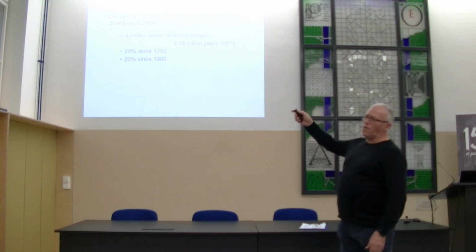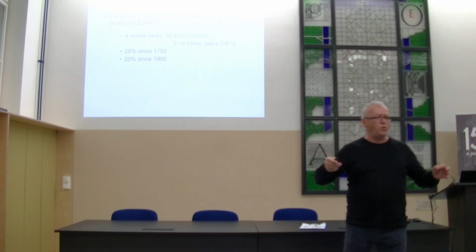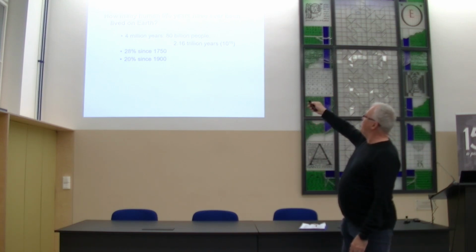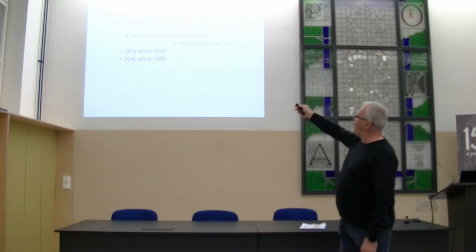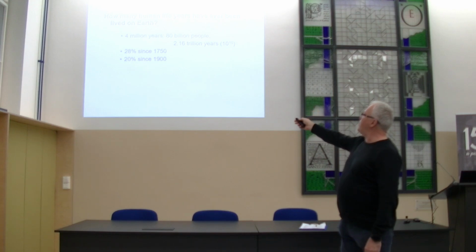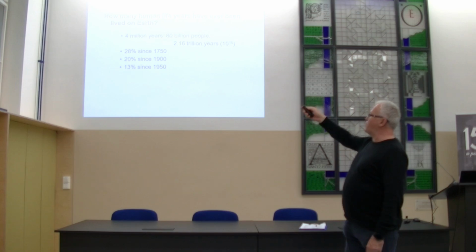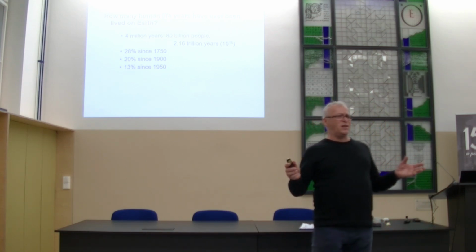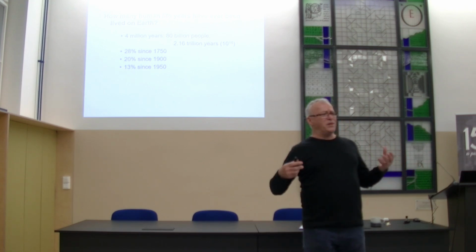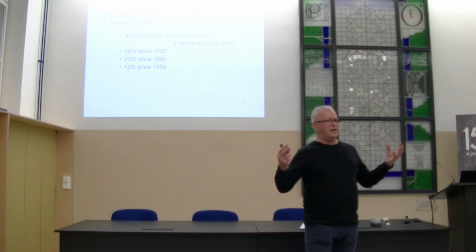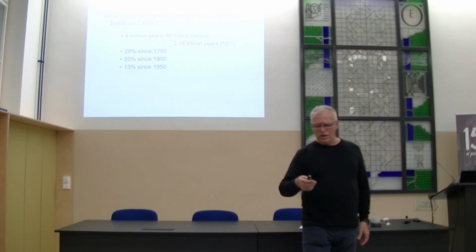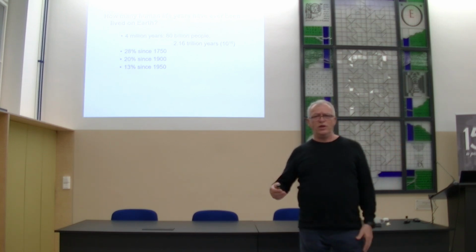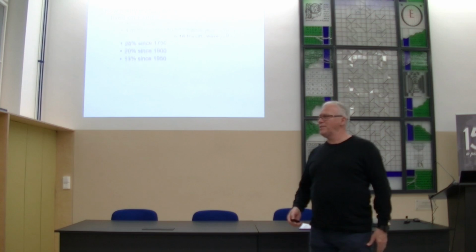26% of the years lived by humans happened after 1750. 20% happened after the beginning of the 20th century, and 13% happened after the middle of the 20th century. It's a statistical calculation, but somehow it demonstrates how the concentration of life, the concentration of the activity of humankind, has increased. Okay.